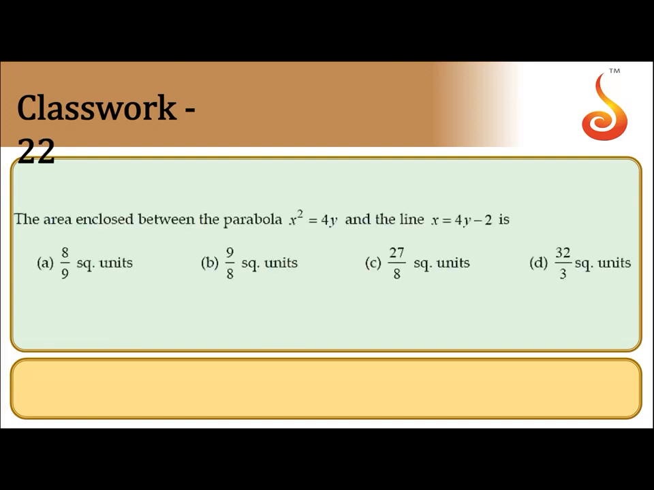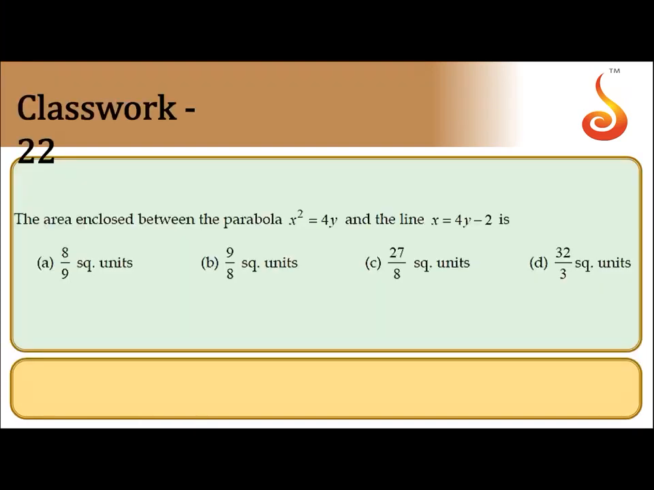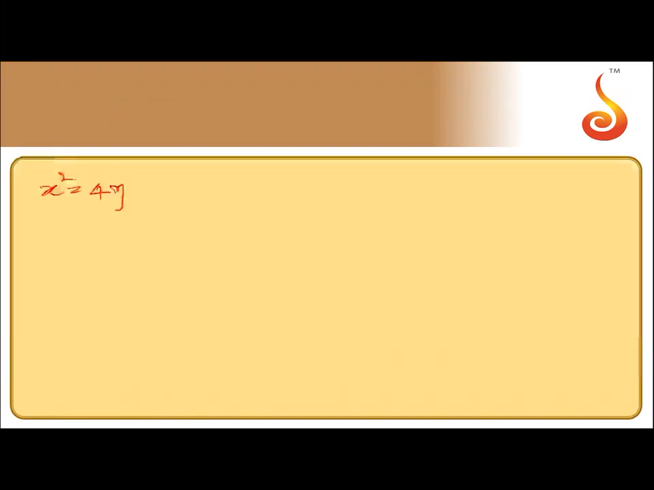Yes, correct. Coming to the next one, area enclosed between the parabola x square is equal to 4y and the line x equals 4y minus 2. These are the two curves given to you. Of course, this is the parabola x square equals 4y, and this is nothing but a straight line, and both of them intersect at 2 points. Let's see their points of intersection.